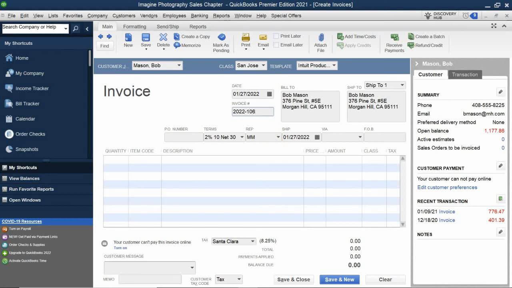2022-106, okay? Yes. So the invoice number and the receipt number can be the same? It cannot be the same because, okay. I mean, let me rephrase that.